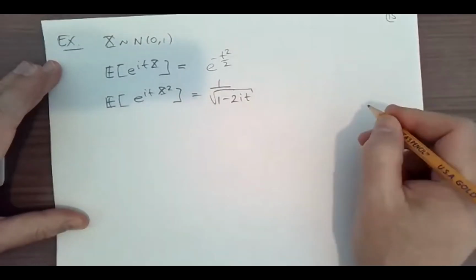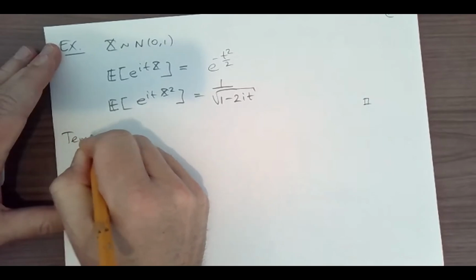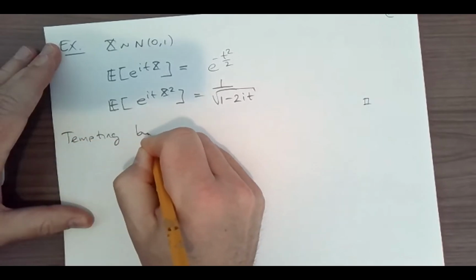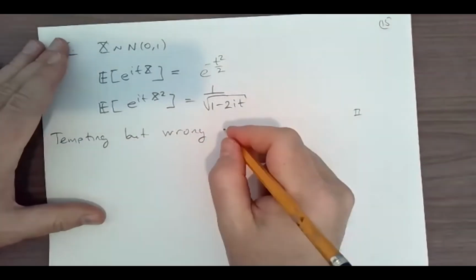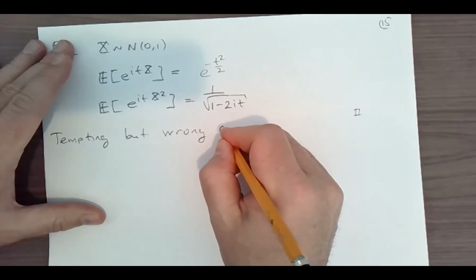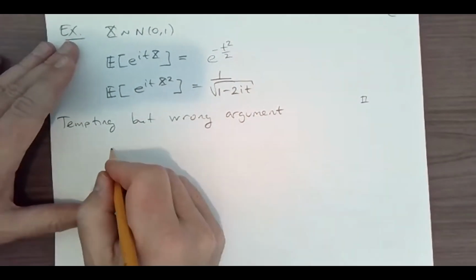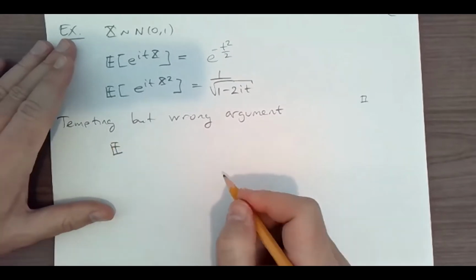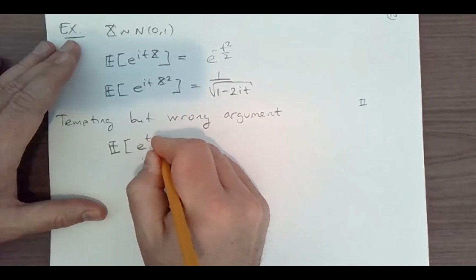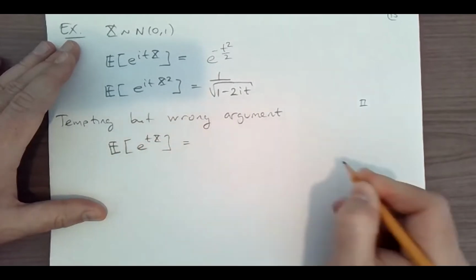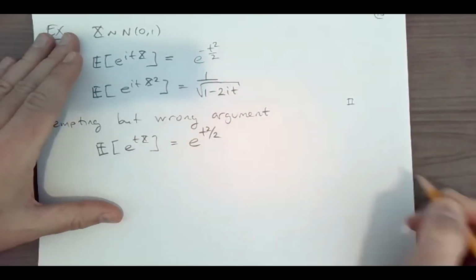One should also, so here's a tempting but wrong, nevertheless wrong argument. We know that, as Alice said in the chat, if I do e of tX here, then this is going to be equal to e to the t squared over 2.